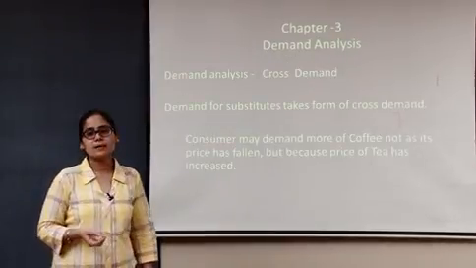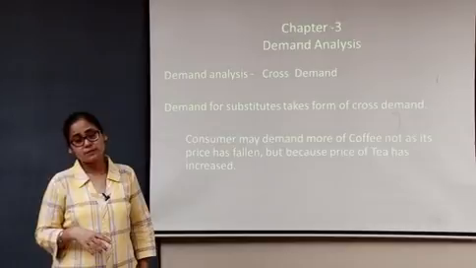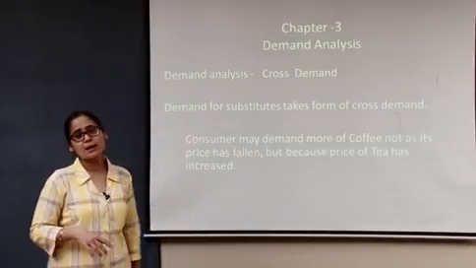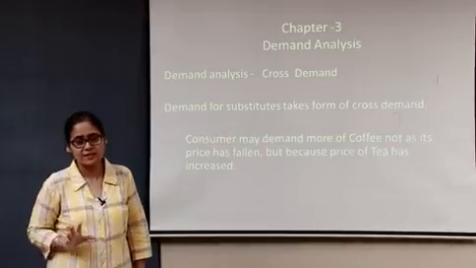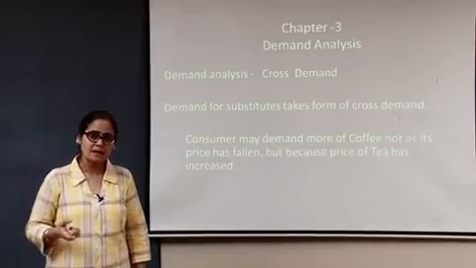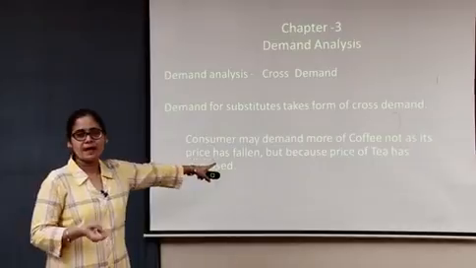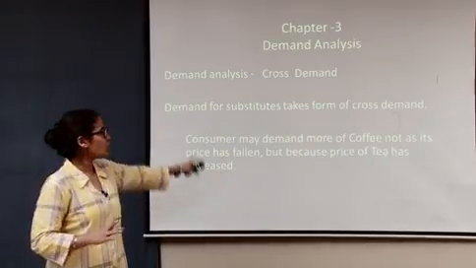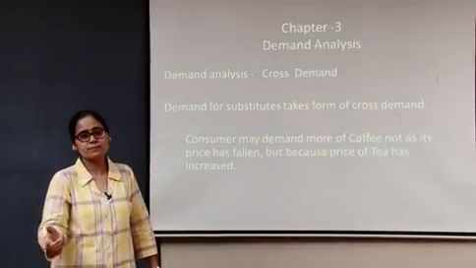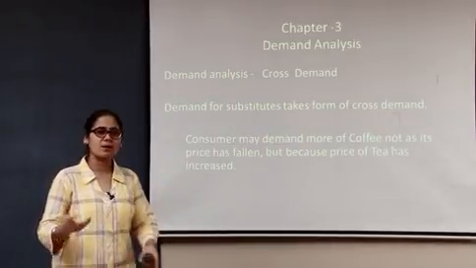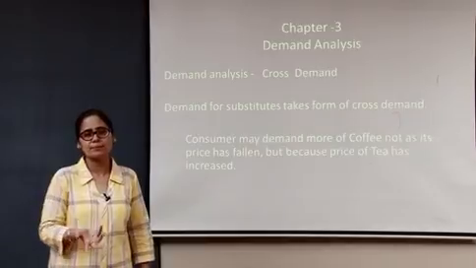Then we have something called as cross demand. This term of cross demand you will be learning in chapter number 4 in cross elasticity. So to understand that, you need to remember it right now: cross demand. Cross demand is the demand for alternative products. So we have already discussed about tea and coffee. Let's discuss about something else.